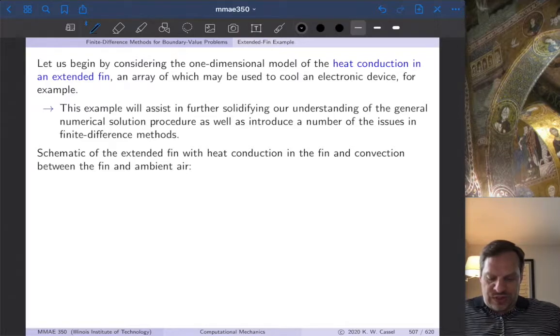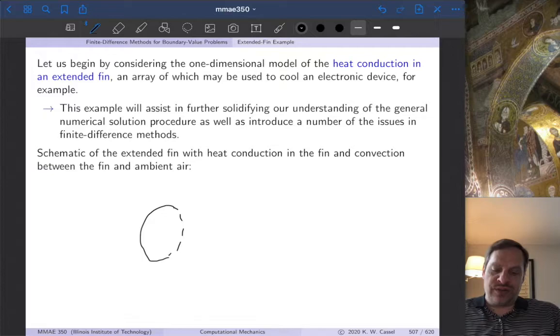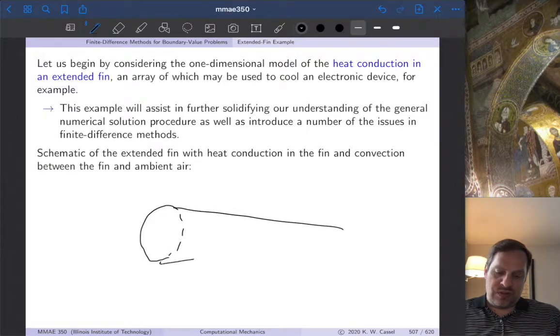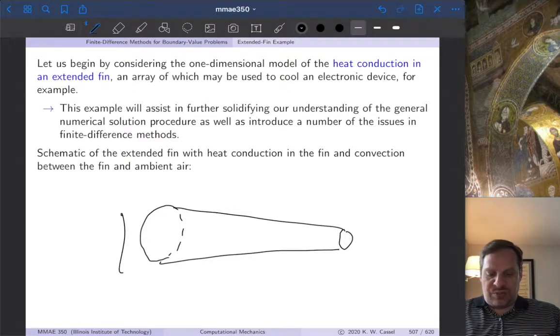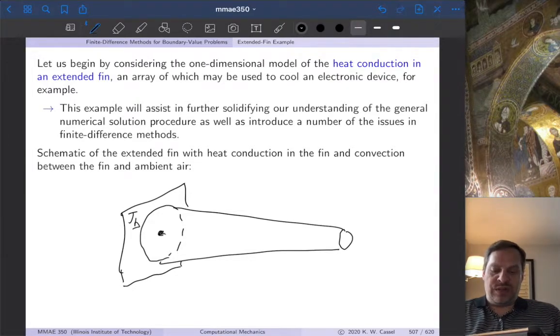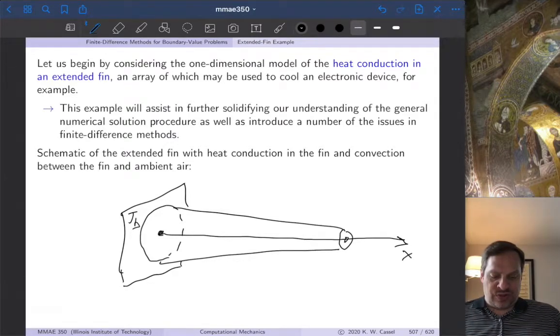So let's look at a situation where we have our fin, like so. Here's the base. So this could be, for example, the computer chip that's being cooled. The base of the fin will have a temperature T_B, and then the x-axis is going to go along the length of the fin. x equals 0 is at the base, and x equals L is at the tip.